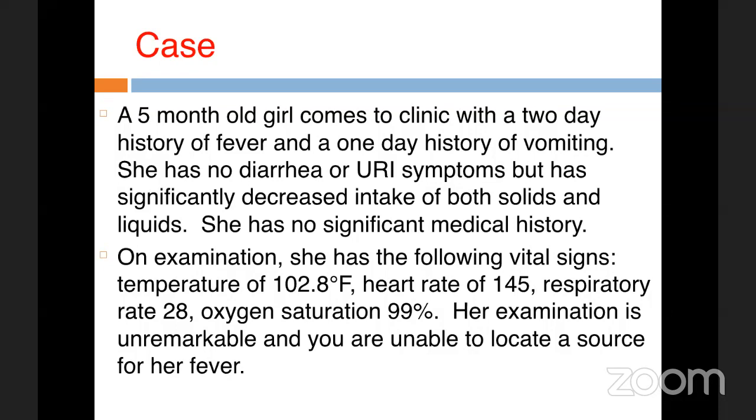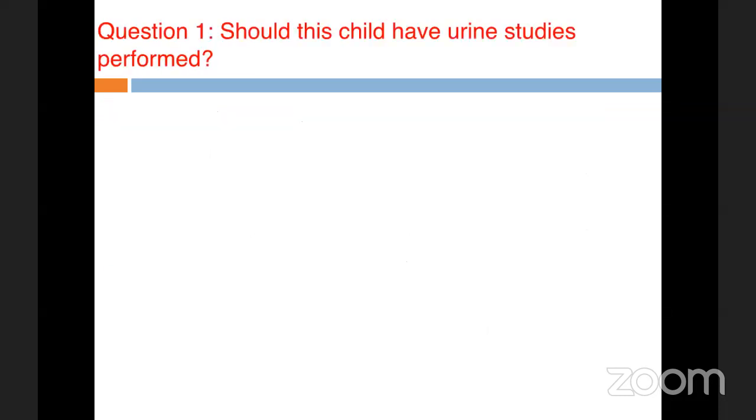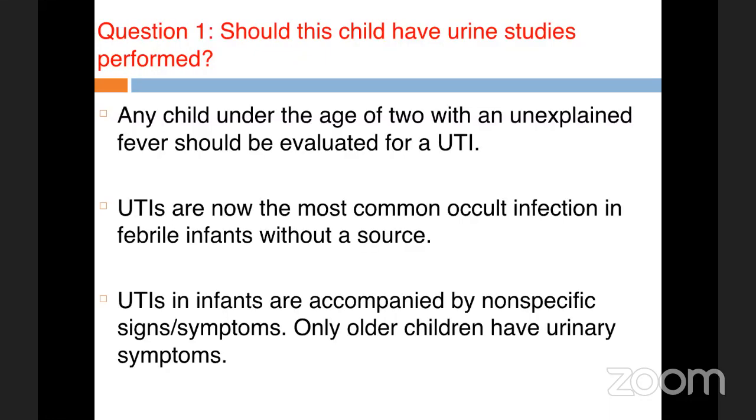So she has fever with no other focus, no diarrhea, no URI symptoms. So question is, should this child have urine studies performed? Yes. So any child under the age of 2 with an unexplained fever should be evaluated for urinary tract infection. Urinary tract infections are now the most common occult infection in febrile infants without a source. So any child without any source of fever, you should always suspect UTIs.